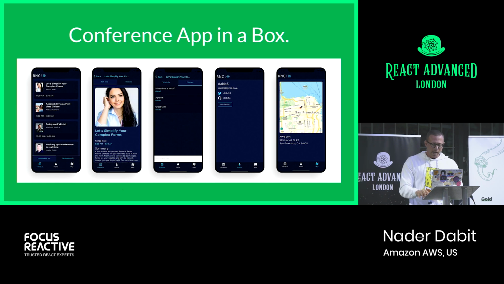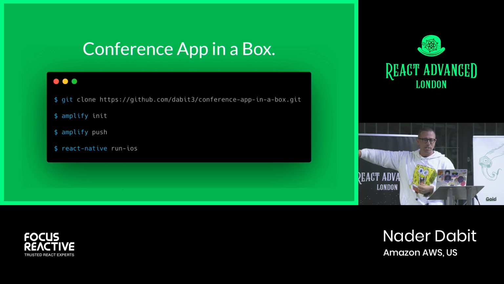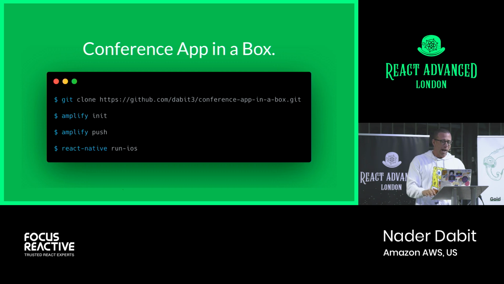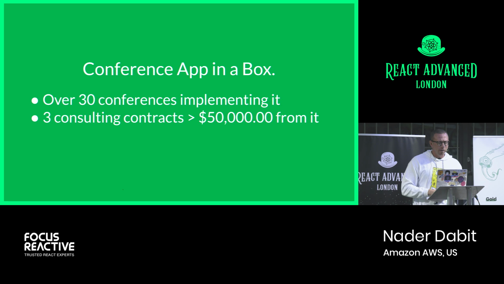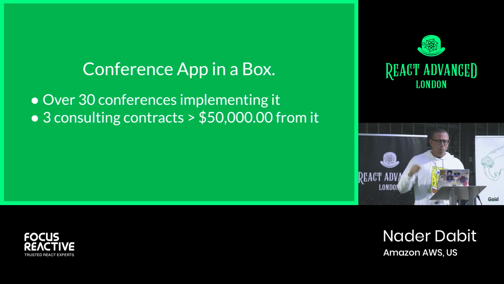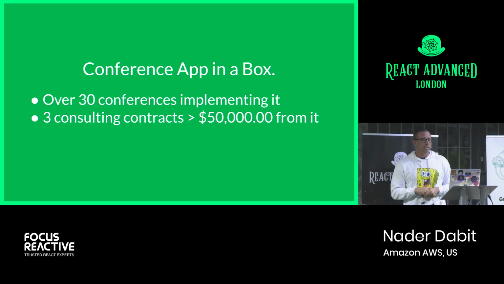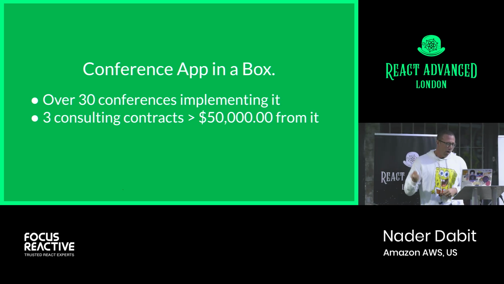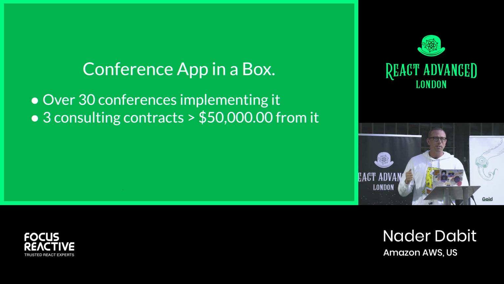So this is what the app looks like, conference app in a box. To deploy this yourself, you just clone it. You run Amplify init and Amplify push, which deploys the back end. React Native run iOS or React Native run Android deploys the front end. So far, I've worked with over 30 conferences implementing it. I worked with someone this morning that pushed this over the top of $50,000 from consulting contracts that people have gotten from it. The lady I worked with this morning spent 8 hours building this app, and she charged her client 14,500 euros.